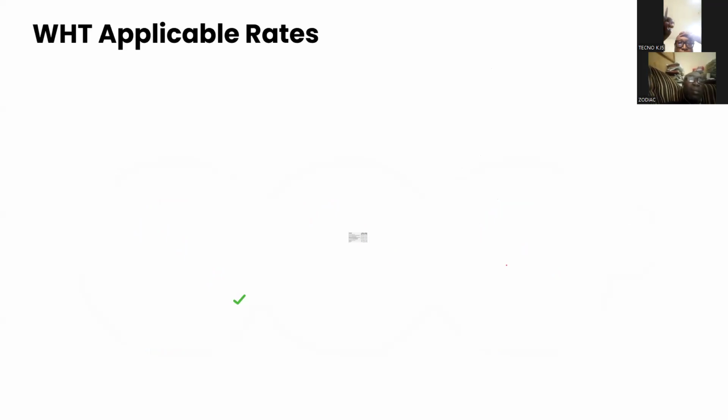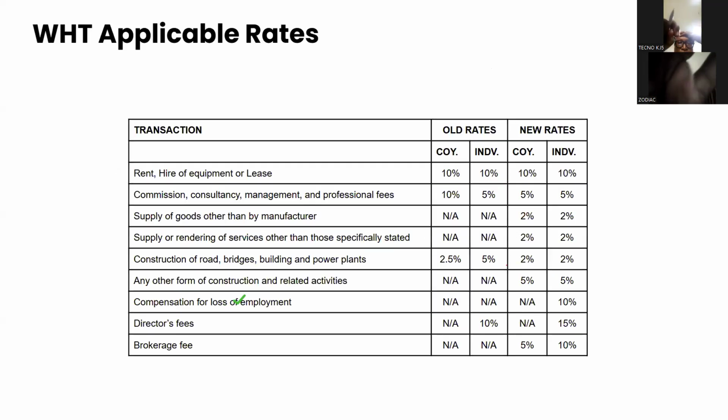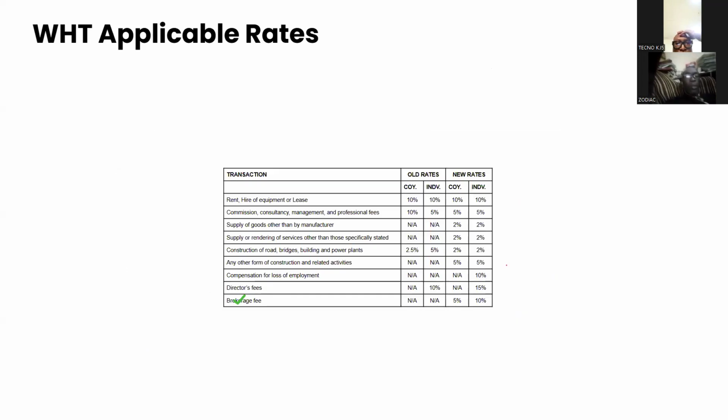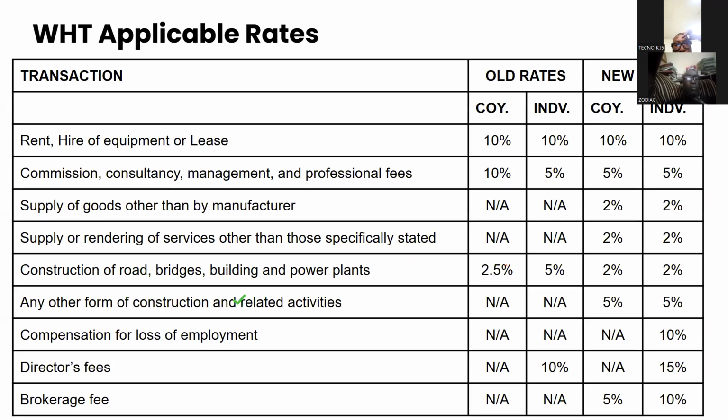All right, moving on. Let's look at the withholding tax applicable rates that were issued. As you can see, the transaction, you can see the old rate. These were the old rates. If you look at it, rent, hire of equipment and lease. They did not change this because government is looking at it that you have the equipment, then you hire it, you take it back. It's just the time of usage. So we should not adjust this withholding tax rate. Let's leave it like that. So they left the withholding tax rate on hire of equipment or lease.